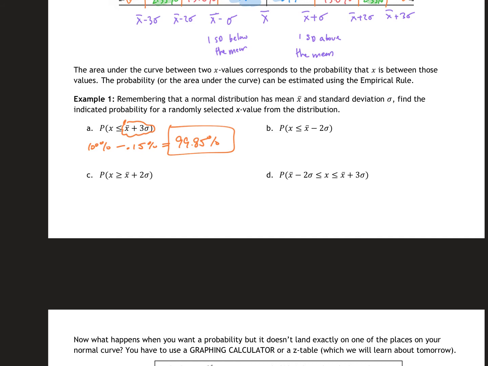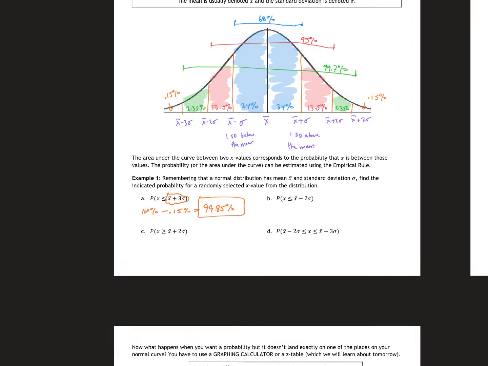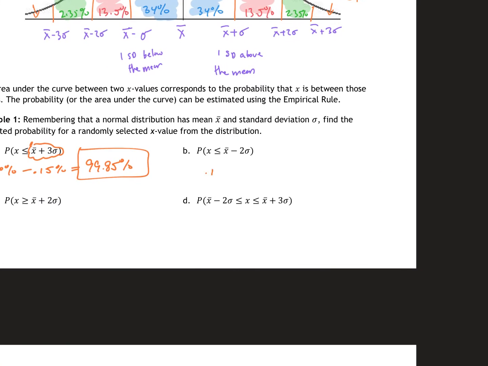Because the randomly selected, that's the 0.15 on the far right side. I'm going to take it away. All right, B, and it's just getting used to this. What's the probability that x is less than the mean minus 2 standard deviations? So here's where the mean minus 2 standard deviations is, right here. So I want to take this, add it together, and we're good to go, because this part and this part are where it's less than. So I'm going to take that 0.15 and add it to the 2.35%, and that's where you get 2.5%. So there's a 2.5% chance that that number is below it.